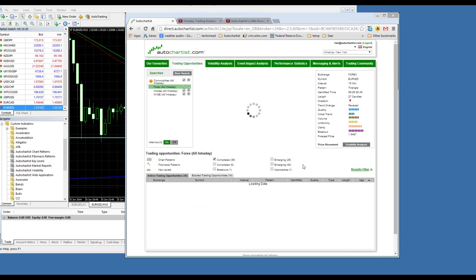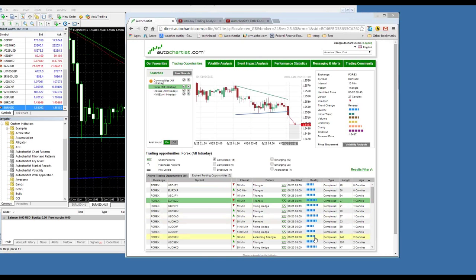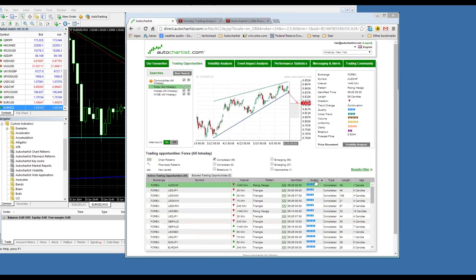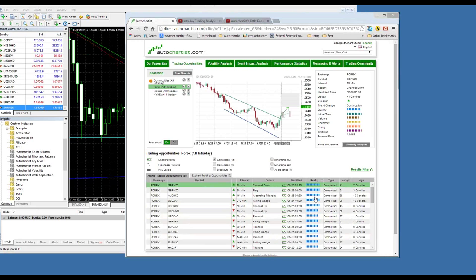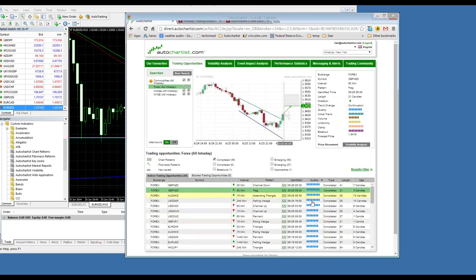This takes a little while to filter, but once it comes through, then it's pretty quick after that. So here we go. So now you can see all my quality indicators are greater than 5. What you can also do is if you want to sort it, you can just click on the heading of the quality indicator on your trading opportunity section, and order the opportunities based on quality.